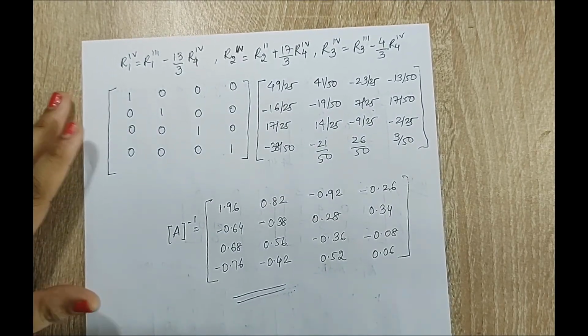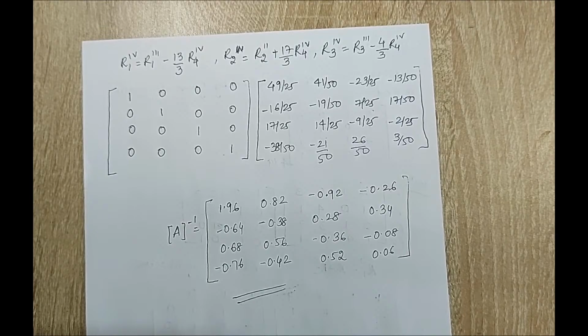This is how the inverse of a matrix is supposed to be found by Gauss elimination method. I hope you have understood the lecture.